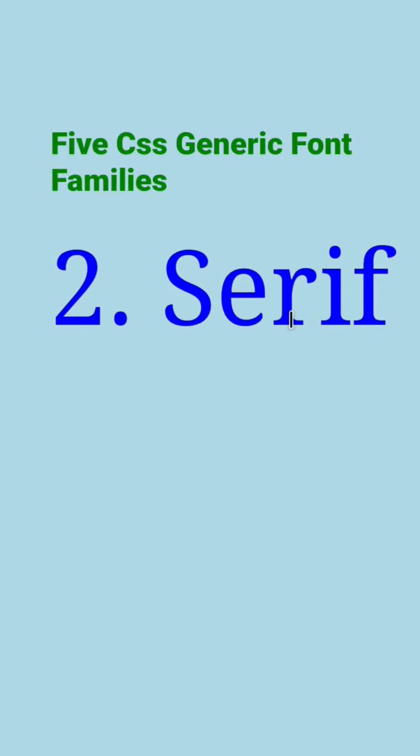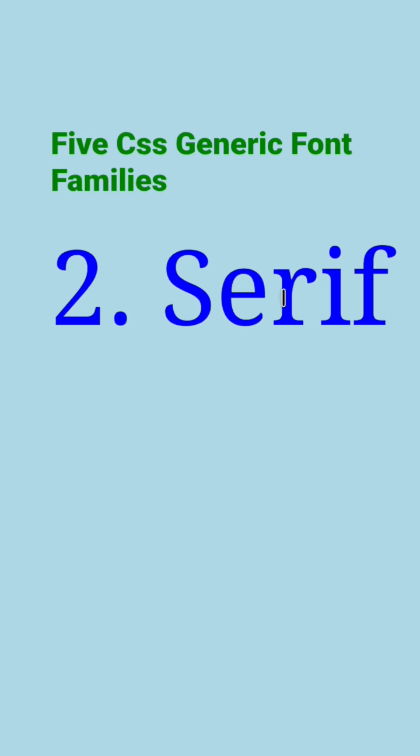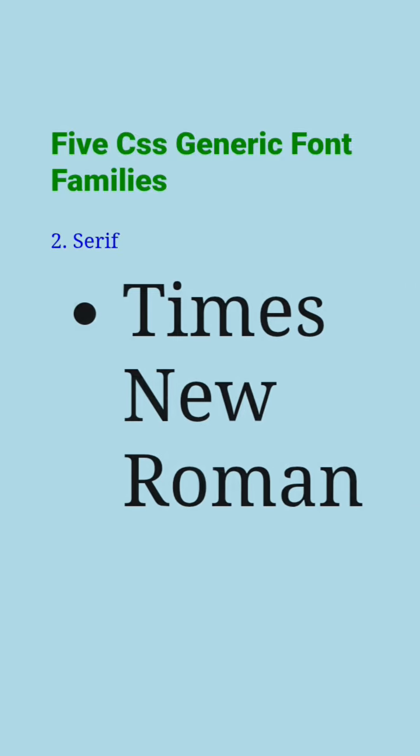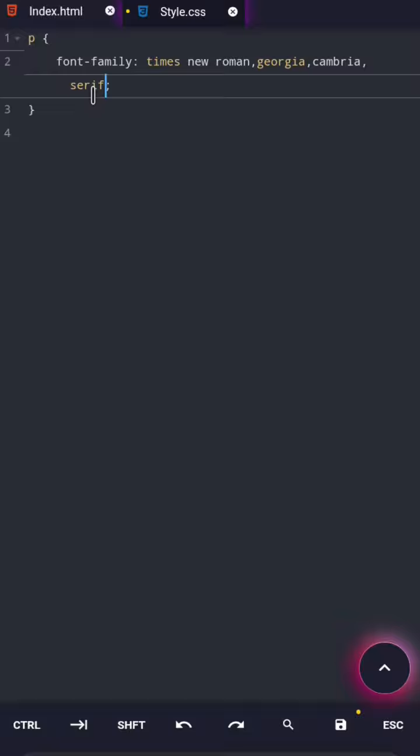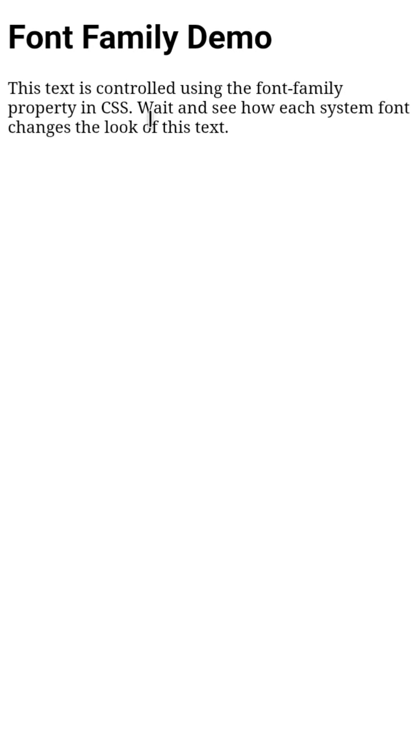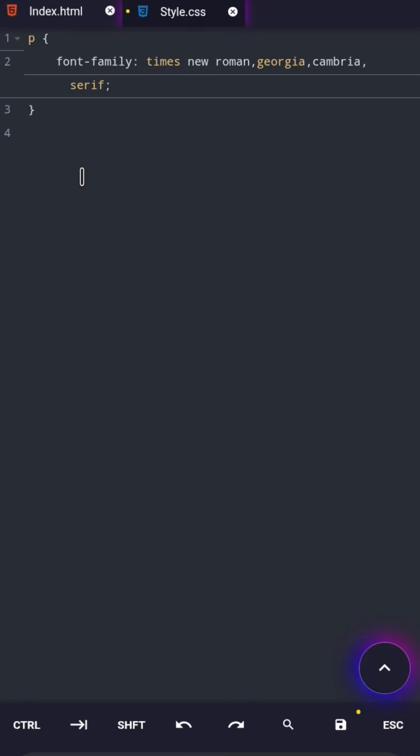Serif fonts have thick and thin strokes with small decorative edges. They feel traditional, formal, and serious. Serif fonts are commonly used in books, newspapers, and long reading content. Fonts like Times New Roman, Georgia, and Cambria fall under this family. When you use serif as a fallback, the browser will choose any available serif font on your system if your listed fonts are not found.